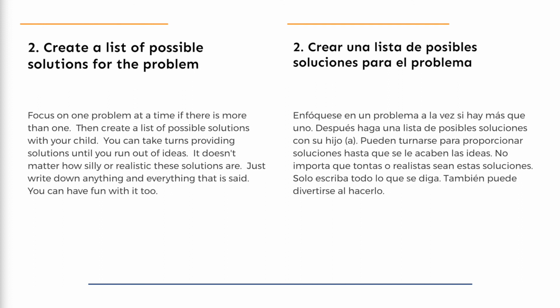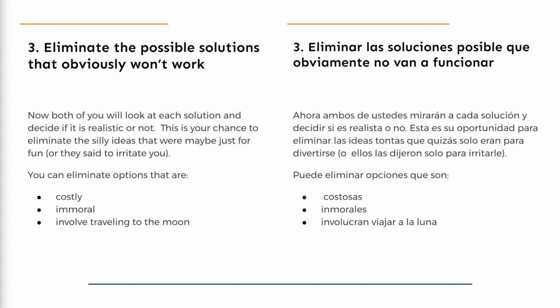So in our example with Angie, one of the solutions she could have come up with is to put on a superhero outfit and fly away. It doesn't matter if it's realistic at all, because the next step takes care of that. Number 3, eliminate the possible solutions that obviously won't work. Now both of you will look at each solution and decide if it is realistic or not. This is your chance to eliminate the silly ideas that were maybe just for fun, or maybe your kids said it to irritate you. You can eliminate options that are costly, immoral, or involve traveling to the moon maybe, or dressing up like a superhero.